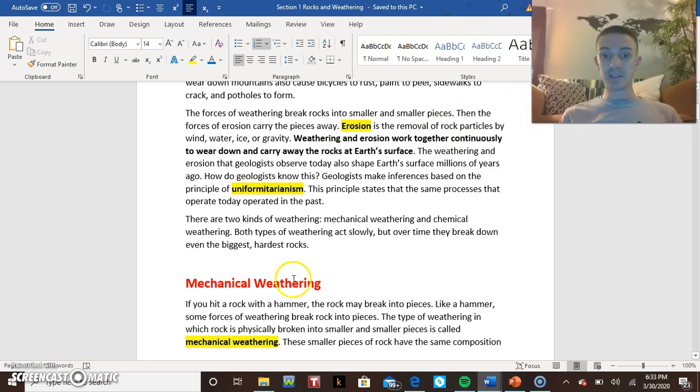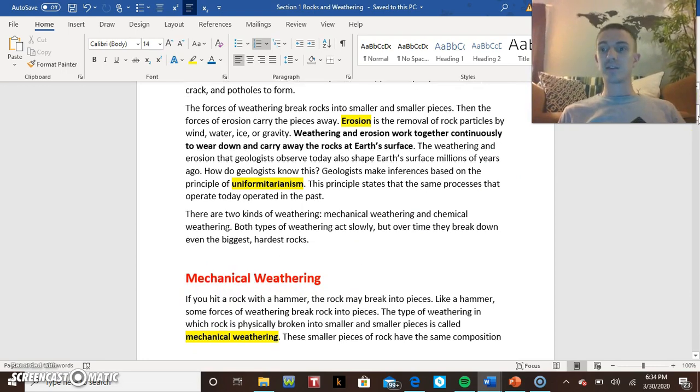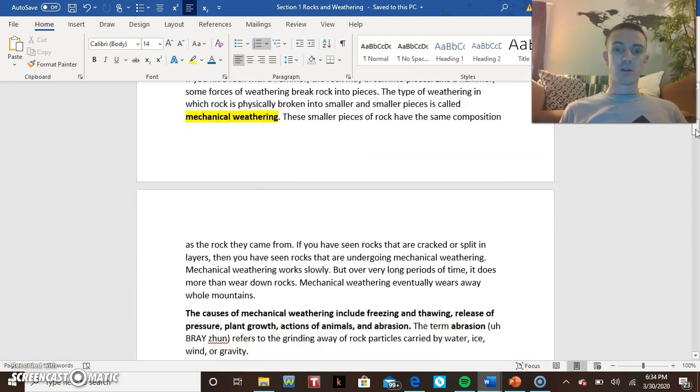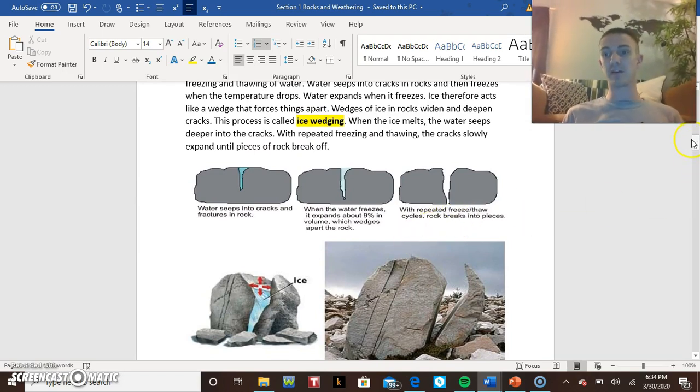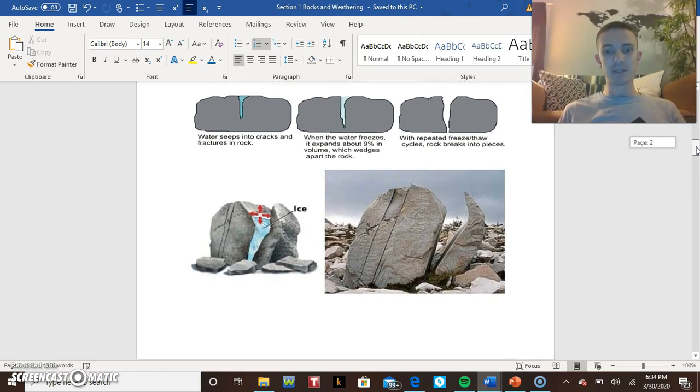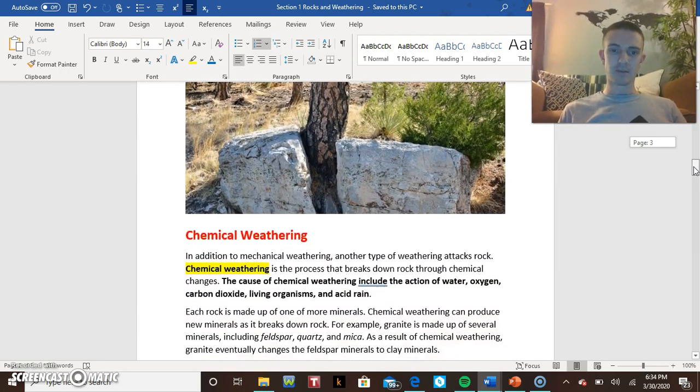I kept all the titles the same, like mechanical weathering, just to keep that normalcy so that it looks familiar for you guys. You're going to read through the reading. These are pictures that I found online because I thought the book had some good pictures, but I thought I could find some better ones. Here are more pictures.